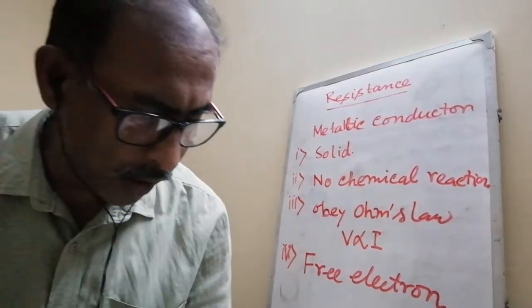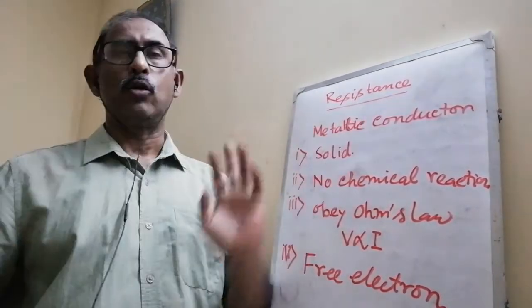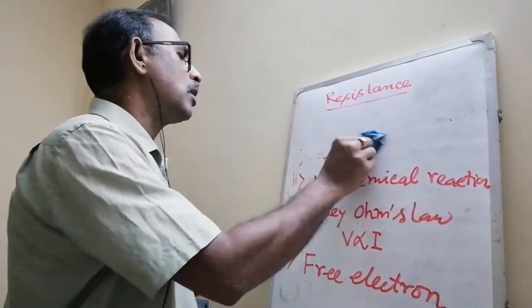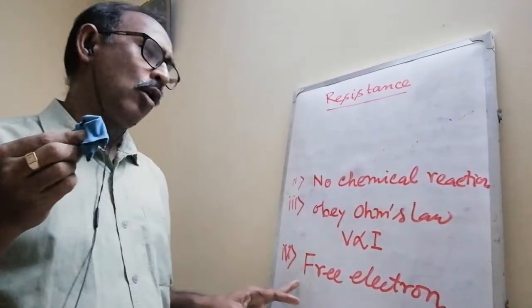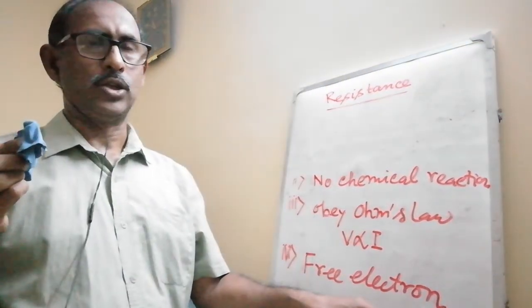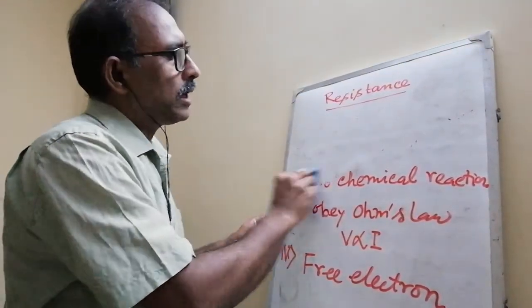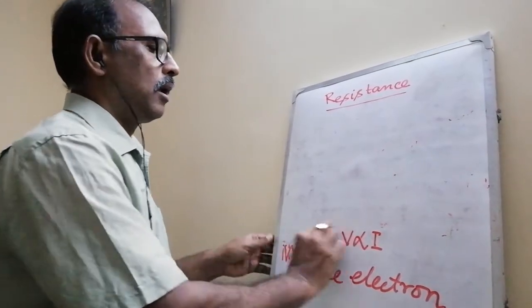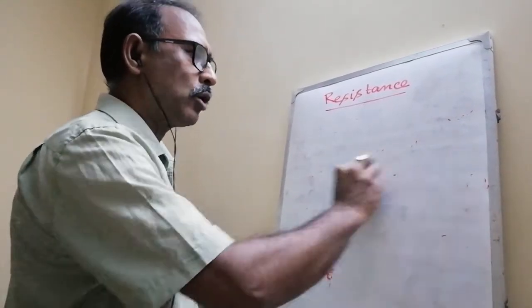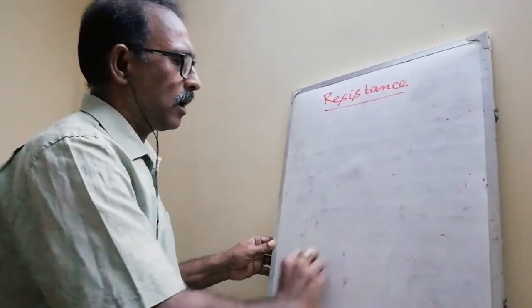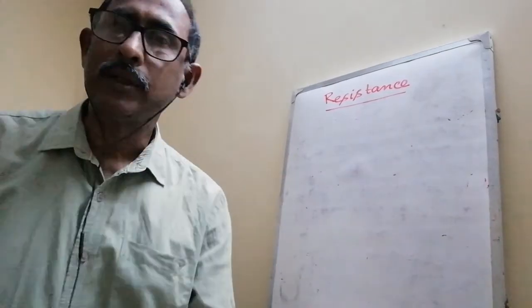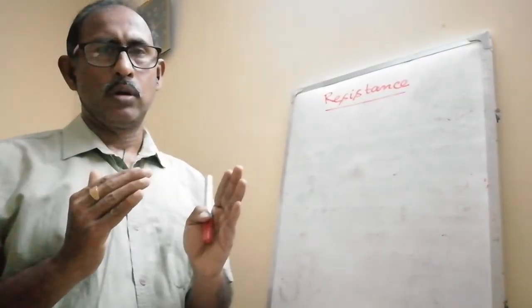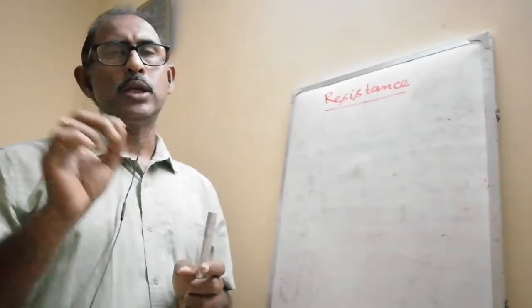Here we discuss the resistance of these metallic conductors. First of all, resistance is the opposition to the flow of current. That means the opposition to the flow of free electrons through it. This is the resistance. Now the resistance depends on many factors. One of them is the material of the conductor. Number two, the temperature of the conductor. Number three, length of the conductor, and number four, cross section of the conductor. These 4 are the main factors on which resistance depends.